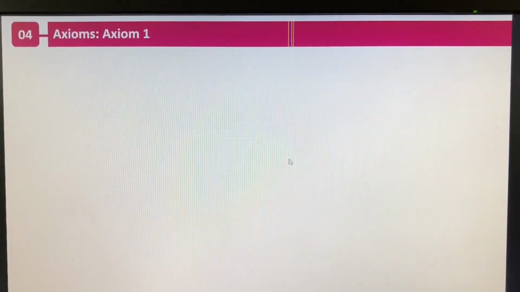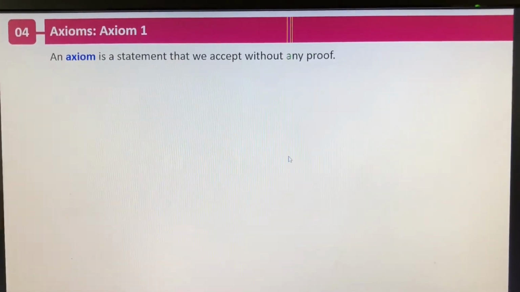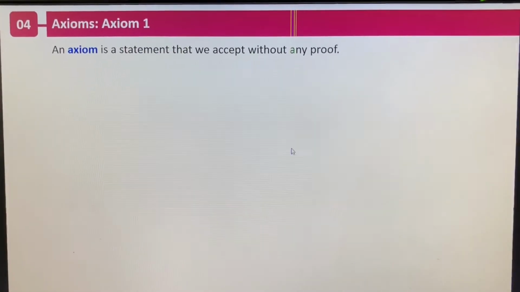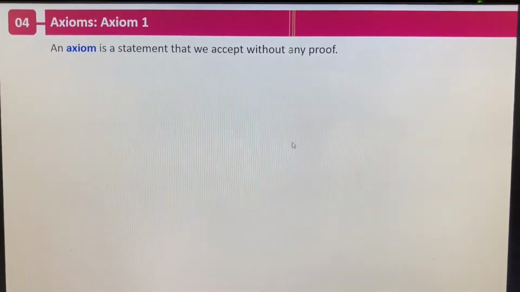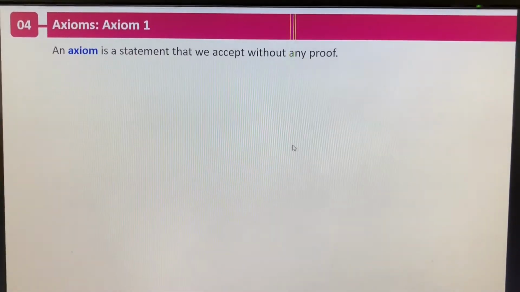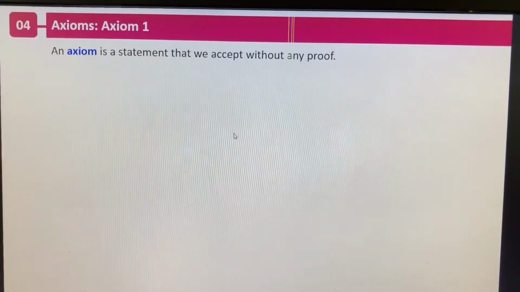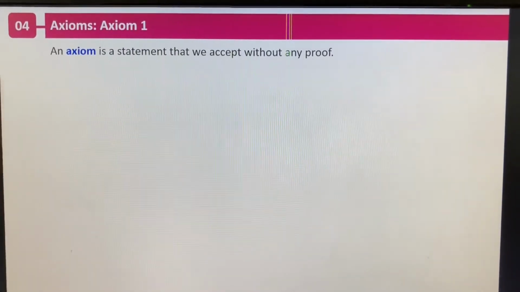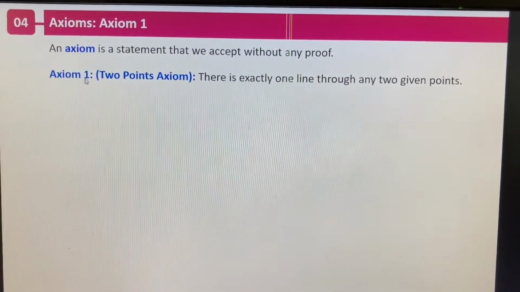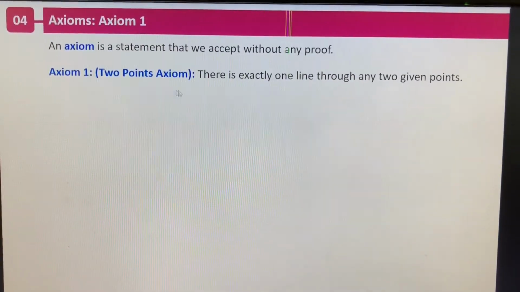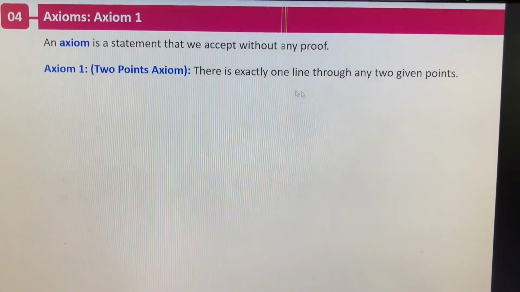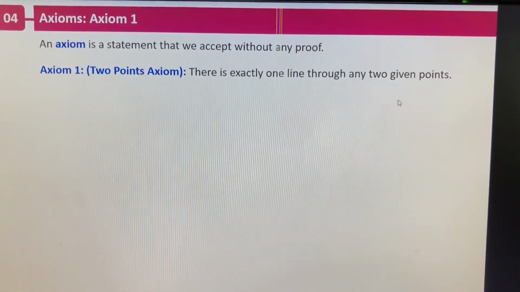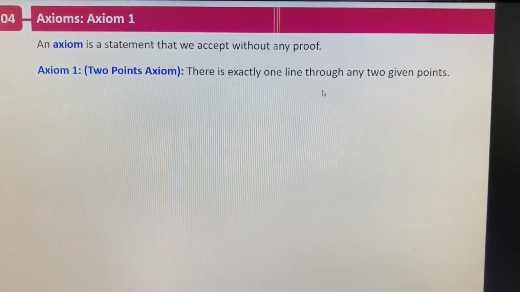A postulate or an axiom is simply a statement that we decide we know is correct without having to prove it. So you have learned a lot of axioms already in the time that you have been learning mathematics. And we're going to look at a few of them today. First of all, axiom 1 is called the 2 points axiom. And this is the statement, the sentence, the fact that we decide, yes, this is definitely true. We don't need to actually prove it.